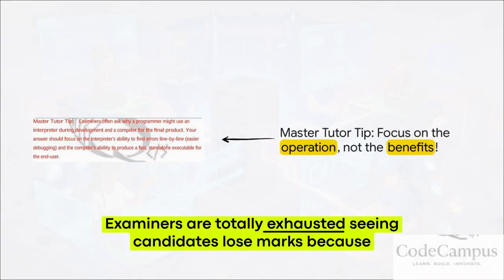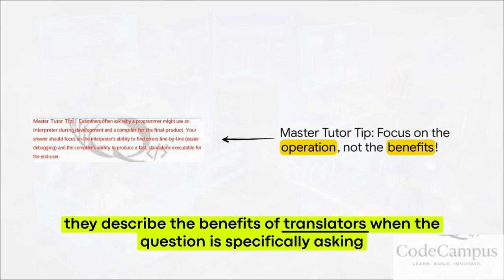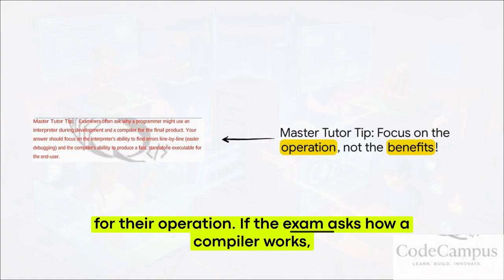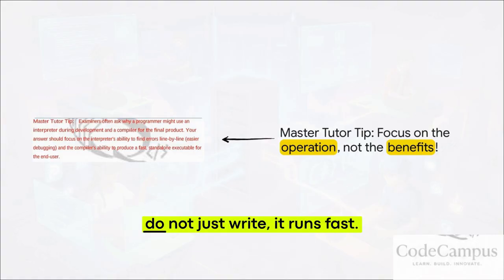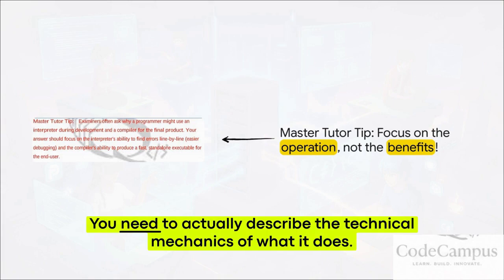Examiners are totally exhausted seeing candidates lose marks because they describe the benefits of translators when the question is specifically asking for their operation. If the exam asks how a compiler works, do not just write, "it runs fast." You need to actually describe the technical mechanics of what it does.